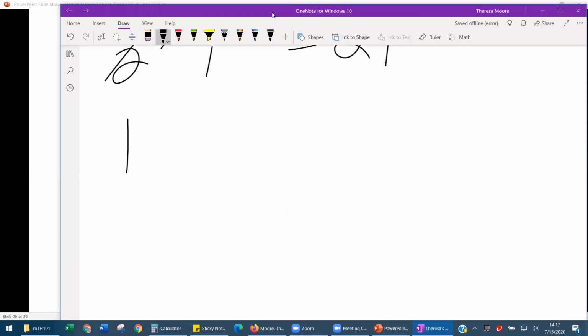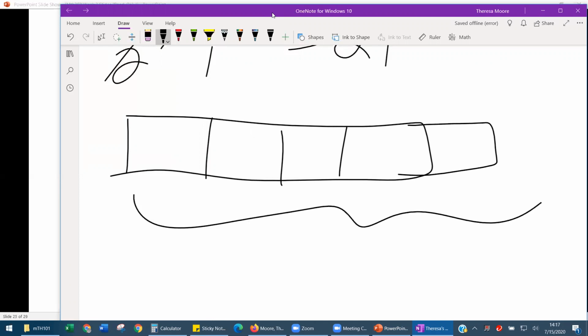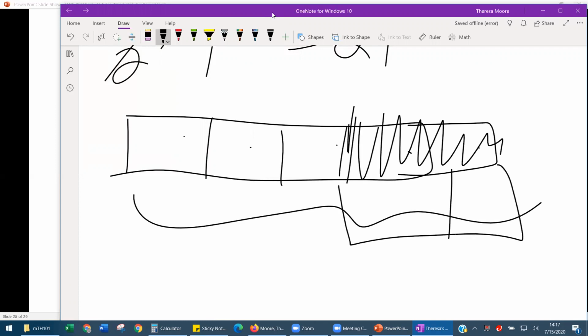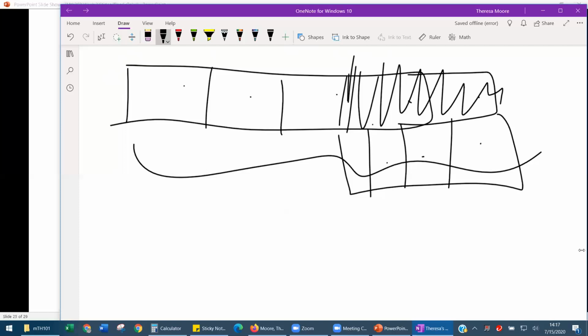So let me draw a picture. If this is our people, let me make it a little bit bigger. Okay. So this is our whole sample of people. And we have a fifth, a fifth, a fifth, a fifth, and a fifth. Then we take 2 of these fifths and we cut these into smaller fourths. 1, 2, 3, 4. I know they don't look equal, but that's fine. So we're looking for a fourth of a fifth, a fourth of 2/5.